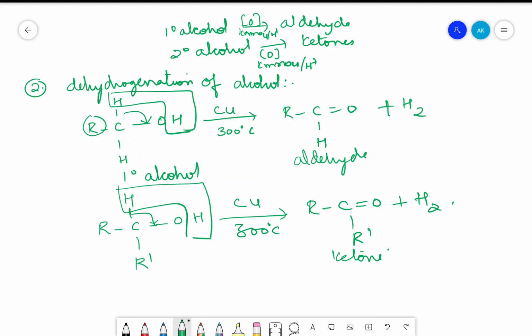So here also the logic goes: primary alcohol, when passed through copper catalyst at 300 degrees Celsius, or heated at 300 degrees Celsius, gives aldehyde. Secondary alcohols give, under similar conditions, ketones.